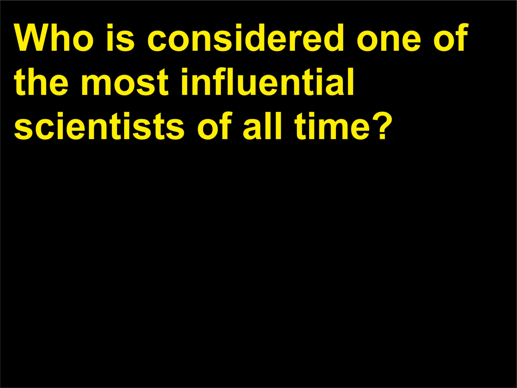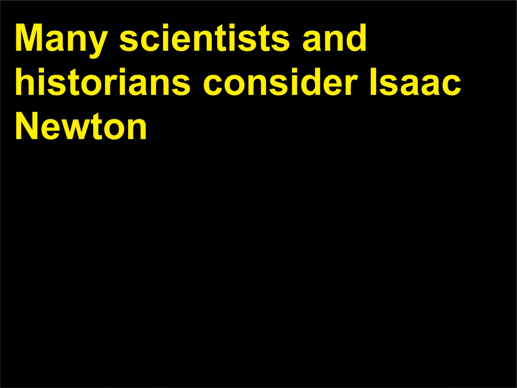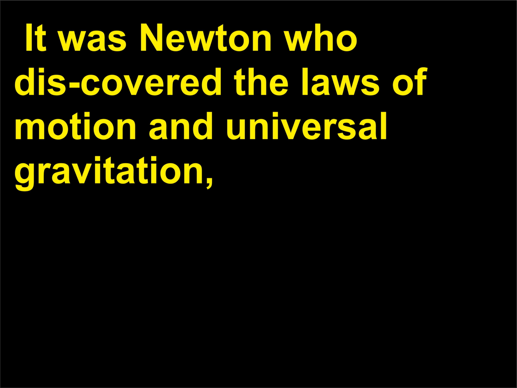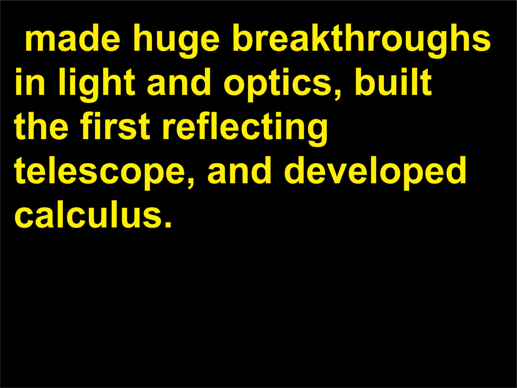Who is considered one of the most influential scientists of all time? Many scientists and historians consider Isaac Newton (1643 to 1727) one of the most influential people of all time. It was Newton who discovered the laws of motion and universal gravitation, made huge breakthroughs in light and optics, built the first reflecting telescope, and developed calculus.